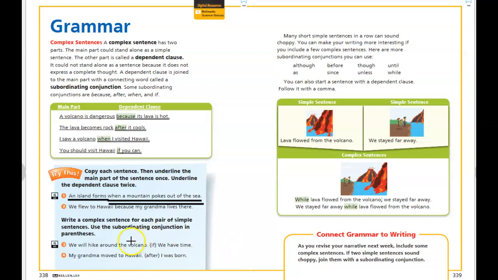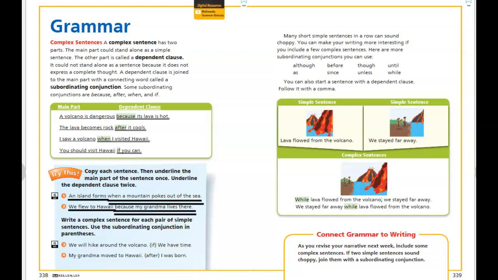Okay, let's try number 2. We flew to Hawaii because my grandma lives there. I bet you have already spotted that conjunction. We flew to Hawaii would make sense on its own. That's the main part of our sentence. And then the rest of the sentence is the dependent clause, because my grandma lives there. And of course, our conjunction is because. That's the word that is connecting the two parts of the sentence to form a complex sentence.